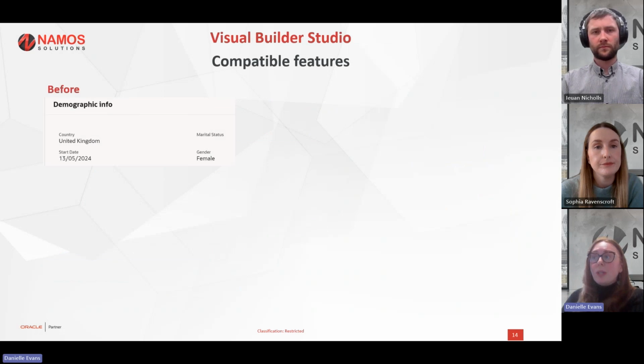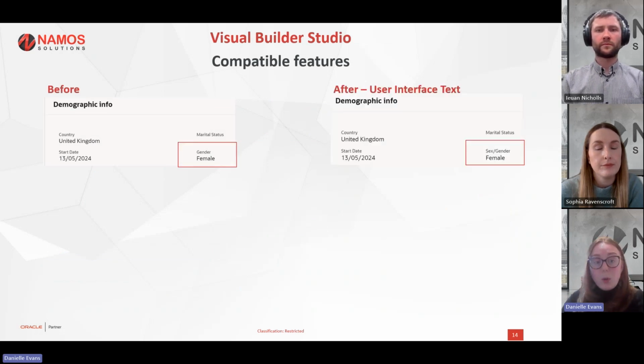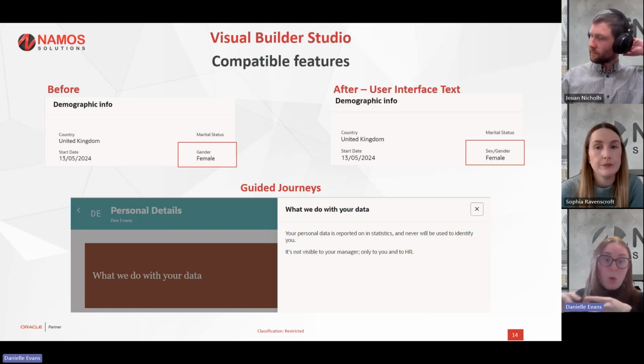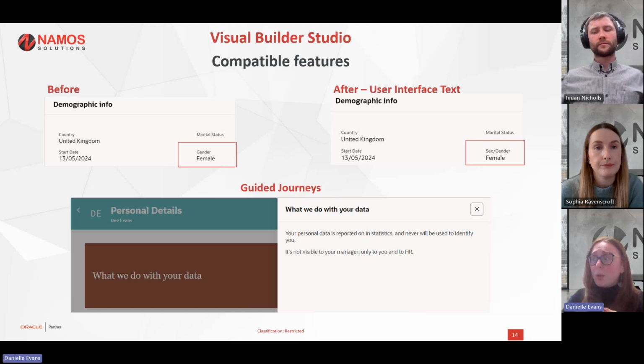Okay. So we talked about the user interface text, and this is the kind of thing that you might see and use on your Redwood pages. So that's just an example to show how you might use that in conjunction with Visual Builder Studio. And the bottom screenshot is an example of a guided journey, how that integrates with your pages. So previously you might have had information on a DFF that you might want to give some more context around, what you're collecting it for, how you're going to use that information. So guided journeys gives you that option on the page.